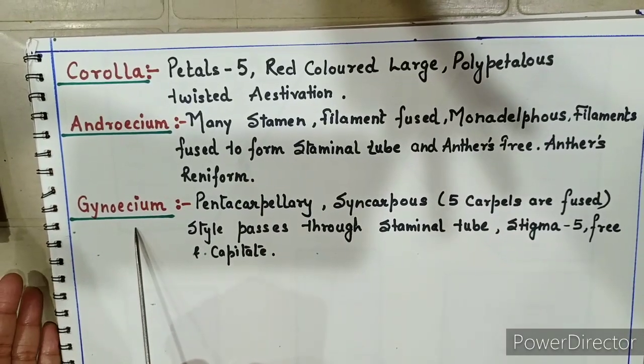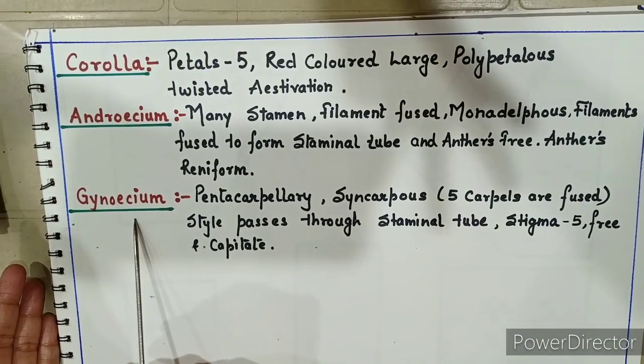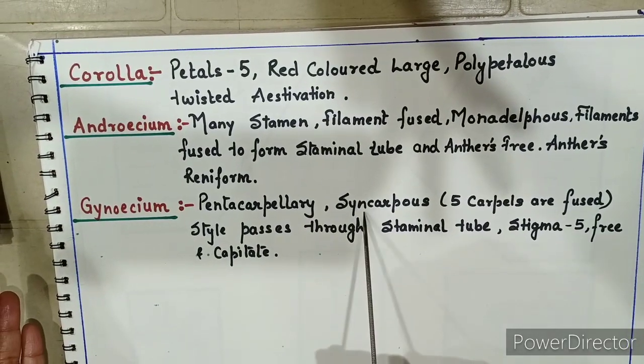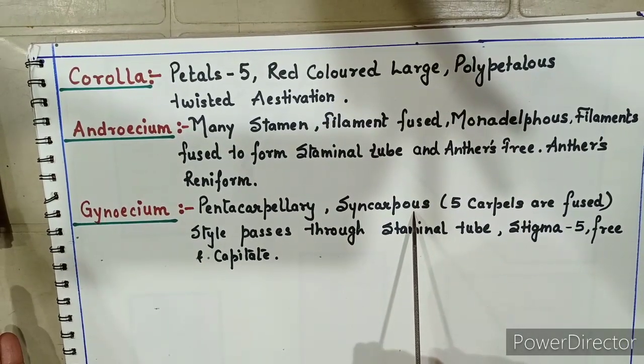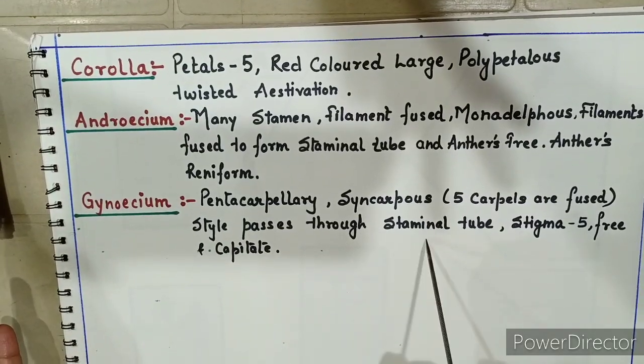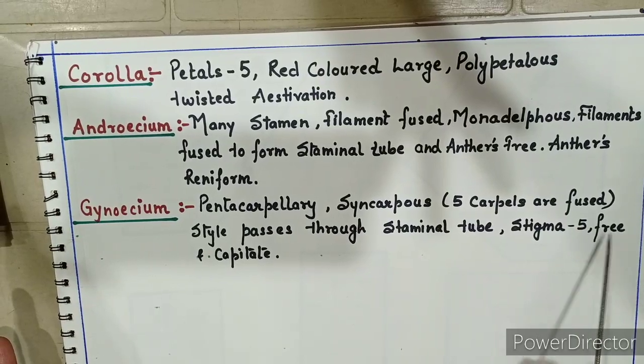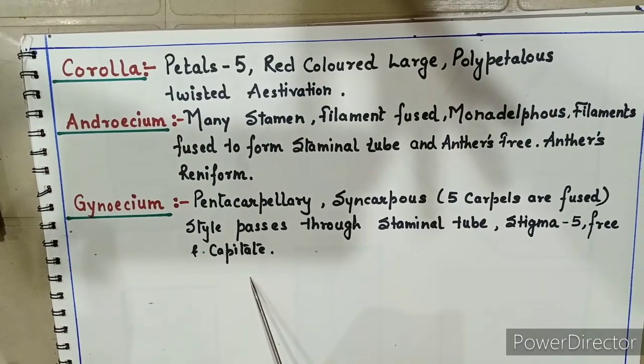Last but not the least, we have ended the dissection with the gynoecium, which is pentacarpellary, made up of 5 carpels. Syncarpous, the carpels are fused. The style passes through the staminal tube and the stigmas are 5 in number, they are free and round shaped, that is capitate stigma.